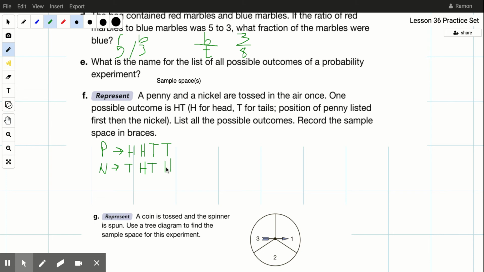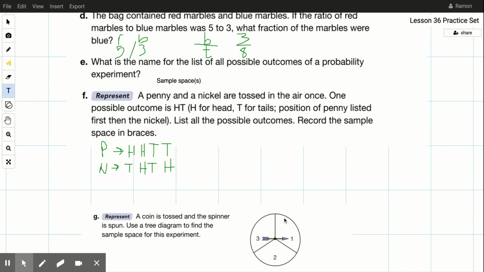Now, the reason that we don't include the things with the nickel first is because in the problem, it lists the penny, then the nickel. If it was the other way around, you could say nickel could be tails, penny could be heads, but the nickel is never first in this instance.